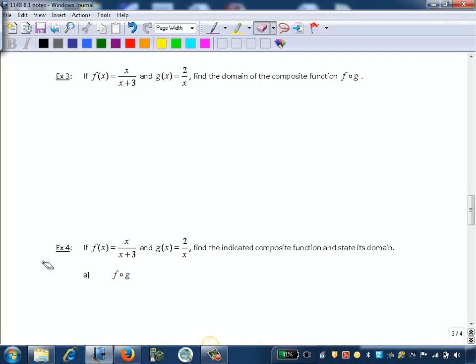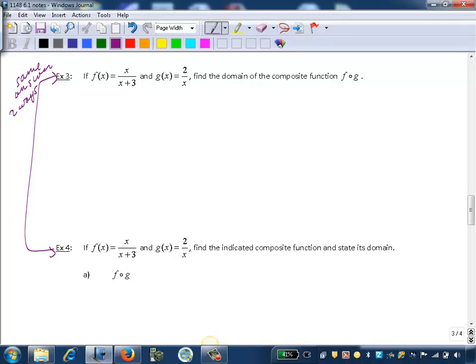Now I want you just to compare that to example 4. If you look at example 4, it's the exact same two functions, and you're still asked to find the domain, but in example 4, you're asked to first find the composite function. So examples 3 and 4, they're asking you to do the same thing. So you're going to get the same answer two ways. So just note the difference. In example 3, we never actually find the composite function. But in example 4, we're first asked to find the composite function and then find the domain.